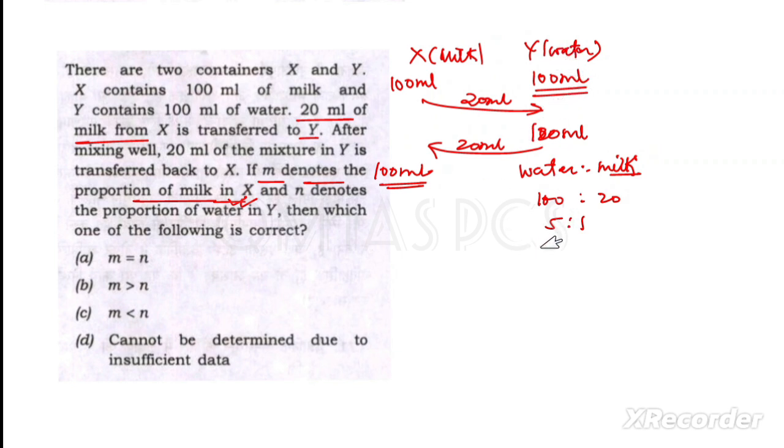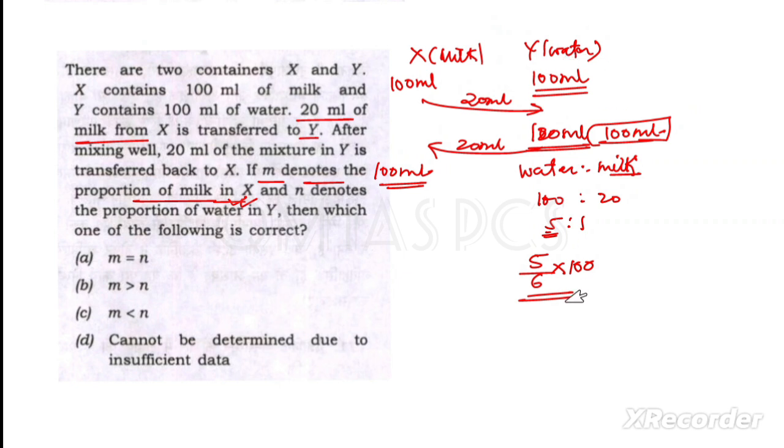So I have told you that we have to write the ratio of water divided by total, 5 plus 1, that is 6, and multiply by total volume. Okay? So when we transfer this 20 ml, finally how much will we be left with? What is the final volume? It will be 100 ml after transferring. So we have to write 5 by 6 of 100. So this is the volume of water in Y.